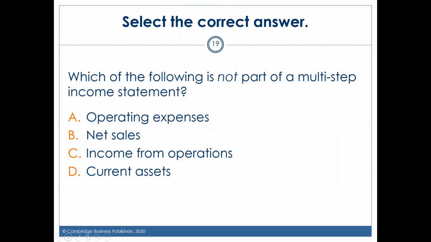All right, so which of these is not part of a multi-step income statement? Right, you won't find anything about assets or liabilities or owner's equity on an income statement.